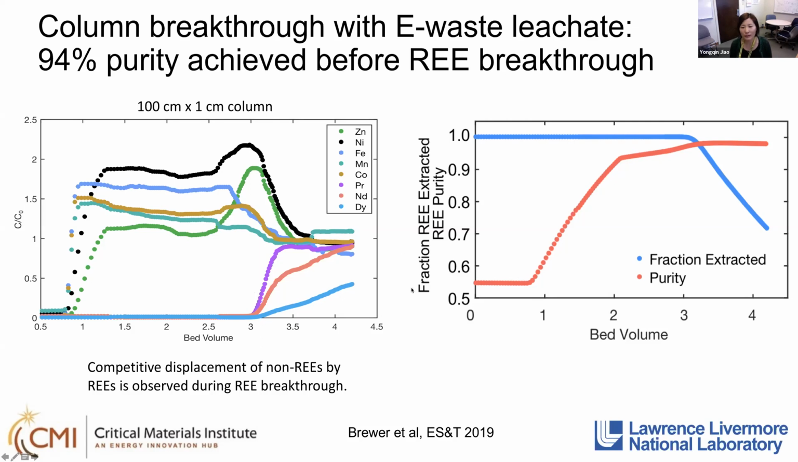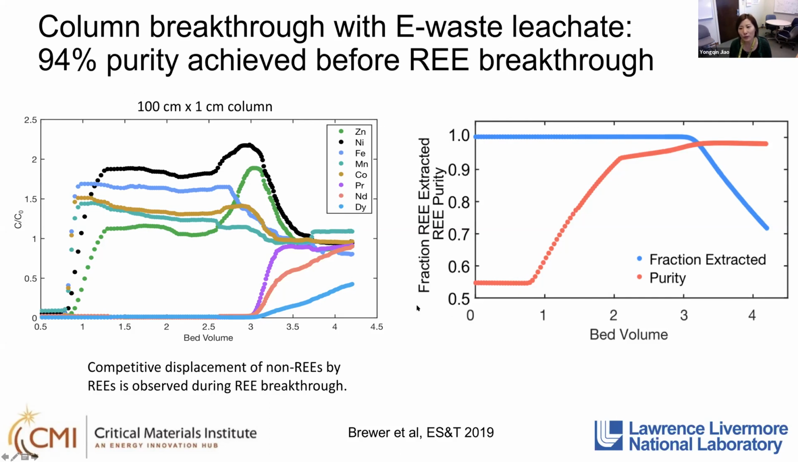So the graph on the right is a replot of the data from the left, showing you that if we were to stop the column at any time point of the breakthrough curve, what is the content or the product or the metals that's being trapped in the column? So here in blue, showing you the fraction of the rare earths being trapped in the column, and showing you that it's almost 100% being trapped or recovered until the rare earths start to break through.